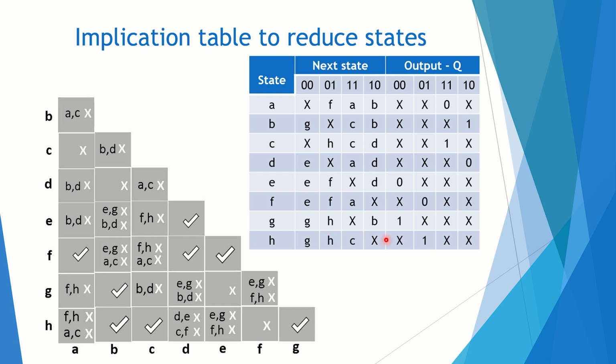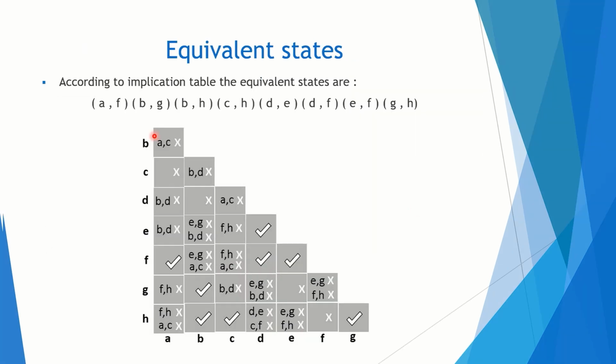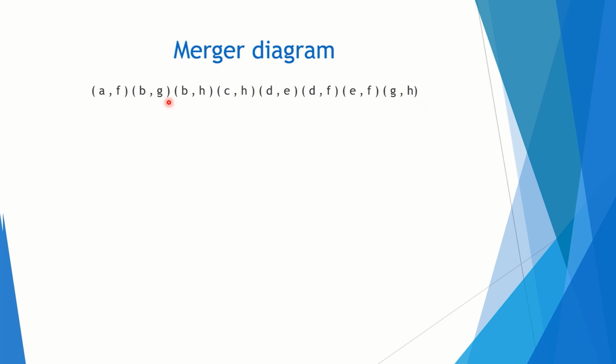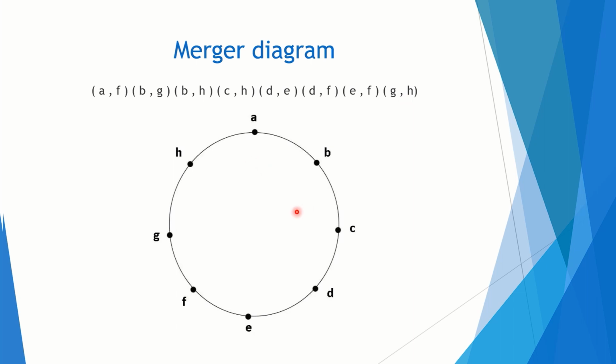Now with this technique we have to make pairs, so that is AF, BG, BH, CH, DE, DF, EF and GH. So these are the equivalent states. Now let us do the merger diagram. So again I listed here all the pairs of equivalent states. These 8 states are drawn on the circumference of a circle, and then we have to draw a line between the equivalent pairs.